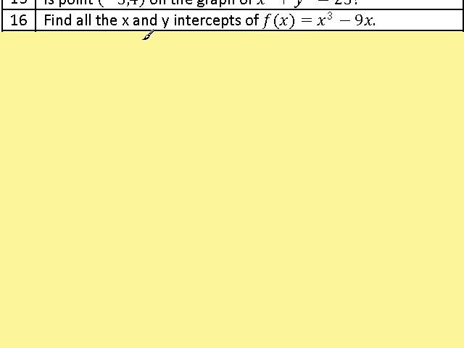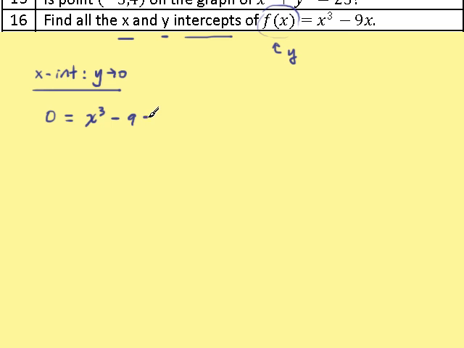In 16, we want to find the x and y intercepts. Well, let's remember that to find an x-intercept, what we do is we set y equal to 0. So let's do that here. Here, f of x is really another way of writing y. So we want to set this equal to 0, so we'll write 0 equal to x cubed minus 9x. And now we'll factor this in order to see when this is equal to 0. Factor and set the factors equal to 0.